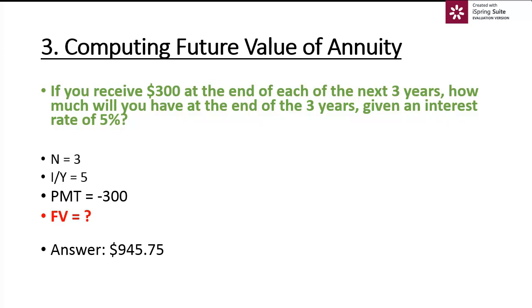This is an annuity related question, and therefore we also have the payment for each period, which is $300. From this question, the number of periods is 3, the interest rate 5, and the annuity payment minus 300 because we pay money and not receive it. In other words, because it goes out of your pocket, it is a minus for you, and hence minus $300. The future value of these conditions will then be $945.75.